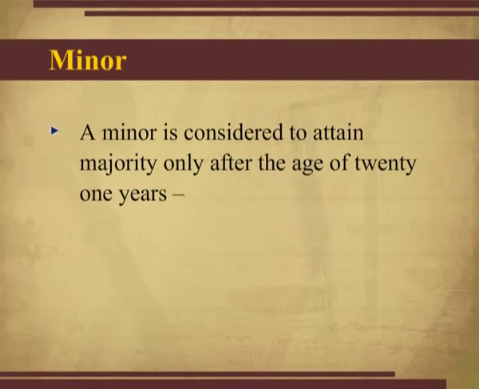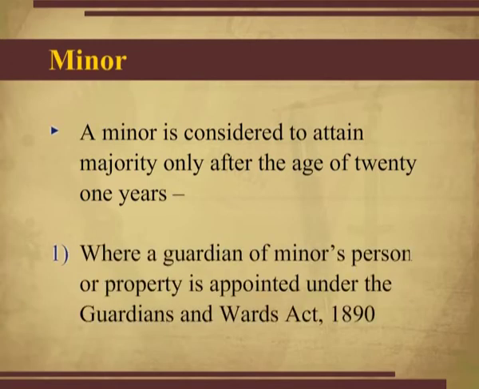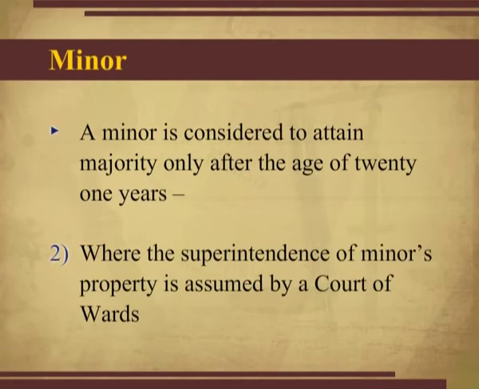The first is minor. Now, who is a minor? A minor is a person who is not yet a major, that is, a person who has not completed 18 years of age. However, in two cases, a minor is considered to attain majority only after the age of 21 years. The first case is where a guardian of a minor's person or property is appointed under the Guardians and Ward Act 1890, or the second scenario where the superintendence of minor's property is assumed by a court of wards.